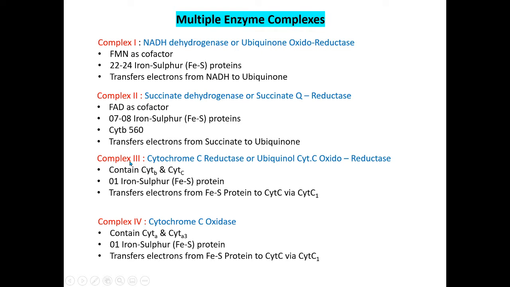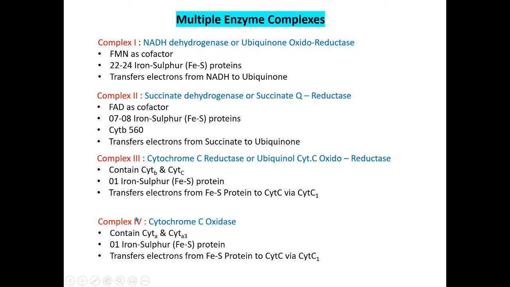Then the third complex, this is called cytochrome C reductase, or ubiquinol cytochrome C oxidoreductase complex. It contains cytochrome B and cytochrome C heme proteins, and one iron sulfur protein. This complex transfers the electrons from iron sulfur protein to cytochrome C via cytochrome C1. That is, the electrons first transfer from iron sulfur protein to cytochrome C1, then from cytochrome C1 to cytochrome C. So this is about complex 3.